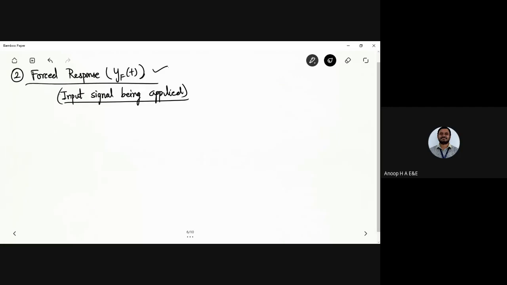So here, in case of the forced response of the system, we are going to have the input signal that is to be applied. So how the system reacts, how the system is subjected to a change once you are having the input signal being applied. Okay, so in case of the input signal being applied, I'll be having the forced response of the system.